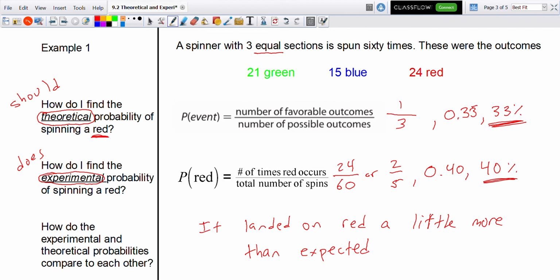Right? Or than what should have happened, right? It should have landed on there about 20 times. Landed on it 24 times. But again, we're comparing the theoretical probability versus the experimental probability, right? They could be different. If I were to spin this thing an infinite number of times, we would see that red comes up 33% of the time.